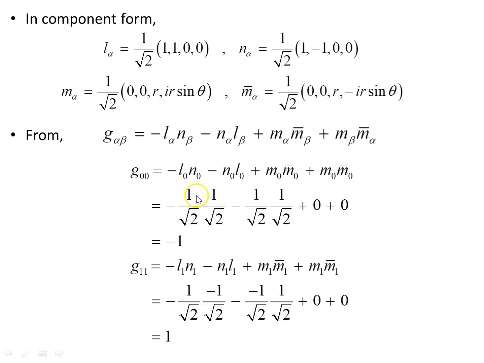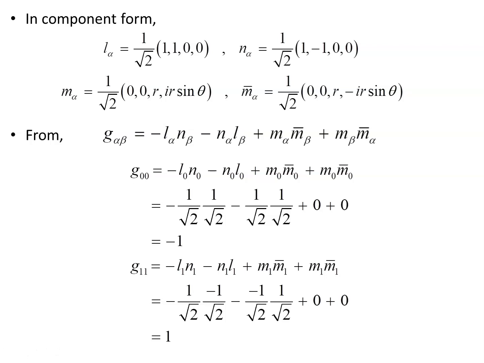And when we calculate this out, we get minus a half, minus a half, giving us -1. G11 in the same way, if we calculate through here, we'll notice that M1 is 0 and M1 bar is also 0, so they drop off. And again, we're just left with these objects here, and they give us +1 as well.